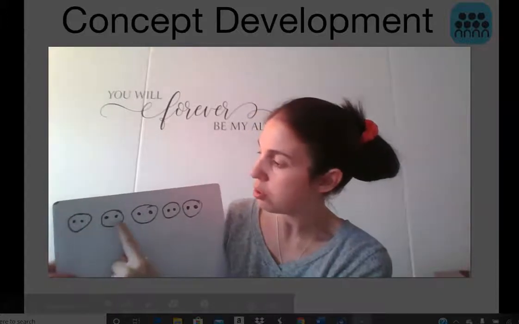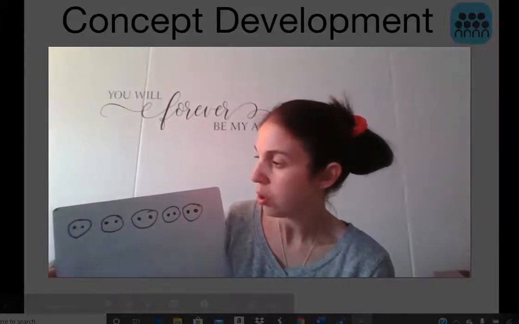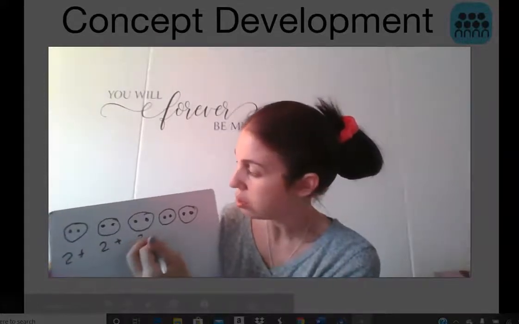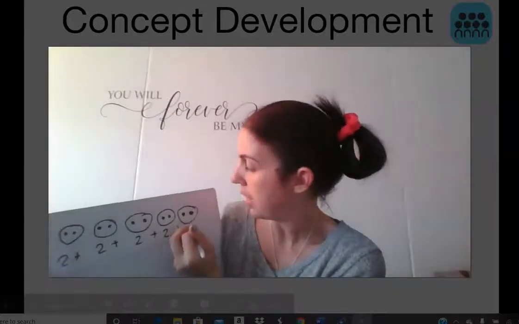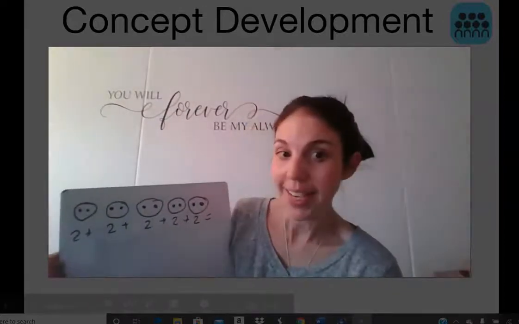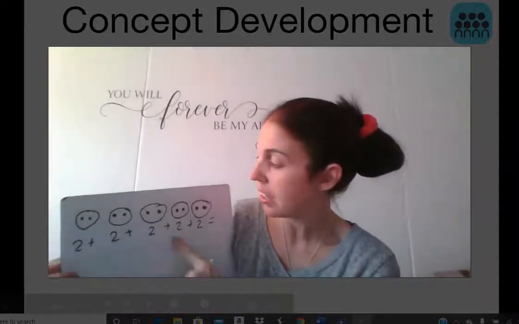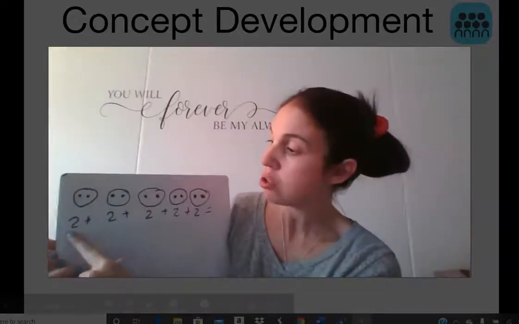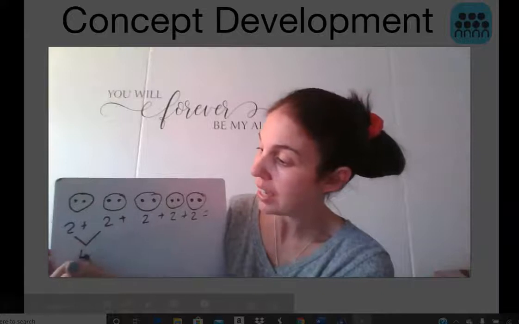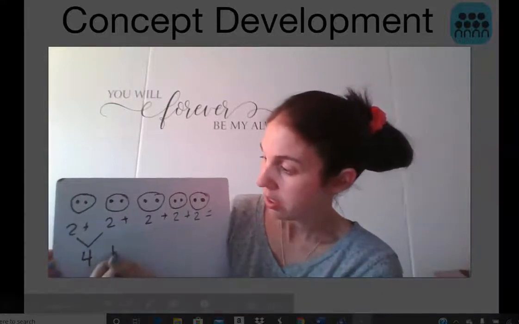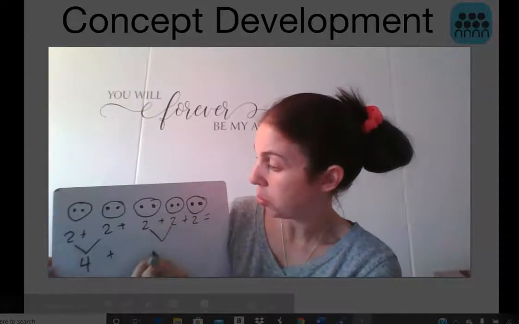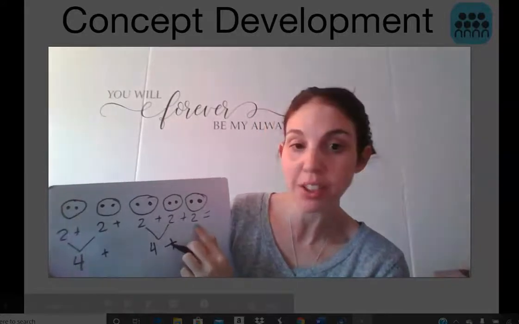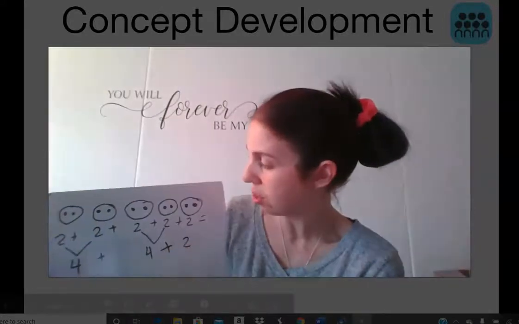So, we have two, two, two, two, two. So our repeated addition would be two plus two plus two plus two plus two. Now, because we have the same number in each one, we can put two of the numbers together and make a doubles fact. So two plus two, well, that equals four. And then this two plus two, well, that equals 4, too. And then we just have a single 2 left over, so then we would just say plus 2.